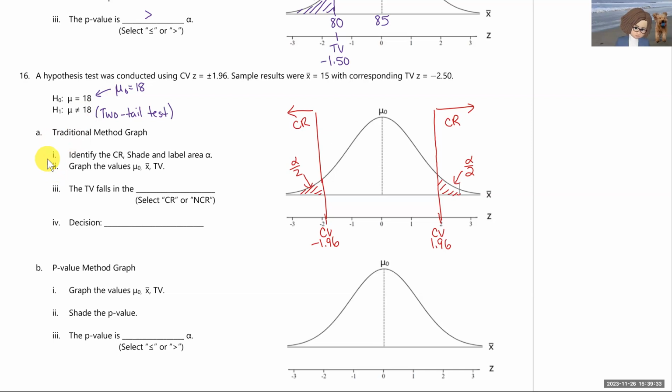Part 2, graph mu naught, X bar, and the test value. All right, so mu naught is 18. And then we'll know where X bar is by looking at the test value. The test value was negative 2.50. So that's down here into that red area in the left tail. And that tells me that an X bar of 15 is there.